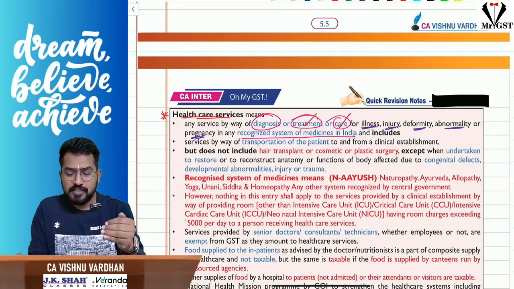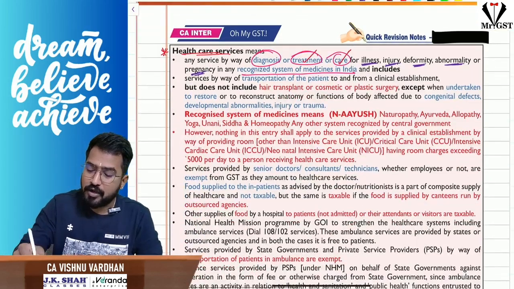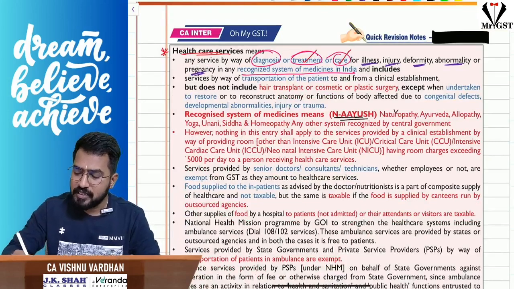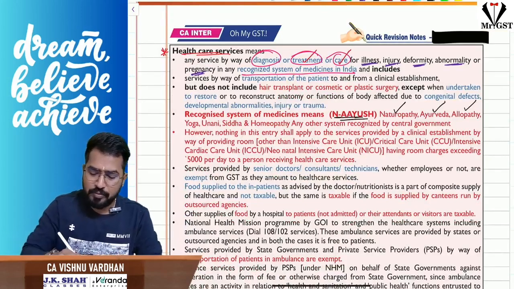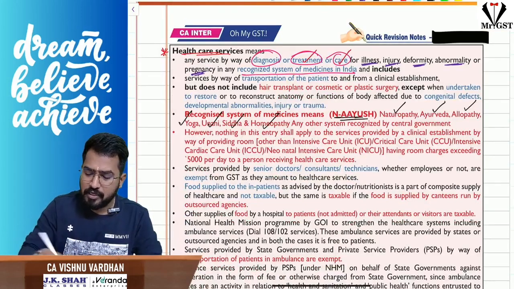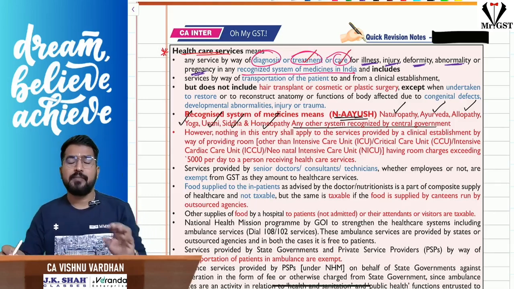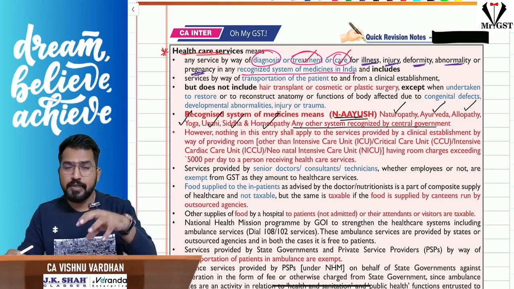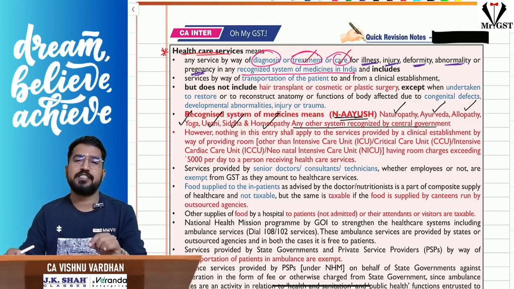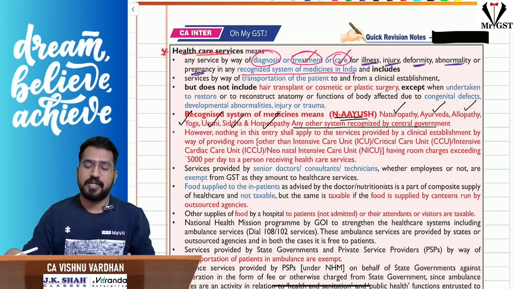So recognized system of medicine means what? N Ayush. That is naturopathy, Ayurveda, allopathy, yoga, Unani, Siddha and homeopathy, or any other system which is recognized by the central government. Then it is exempt under GST. You should be providing healthcare service under this recognized system of medicine. If you provide, then only we call it healthcare service.